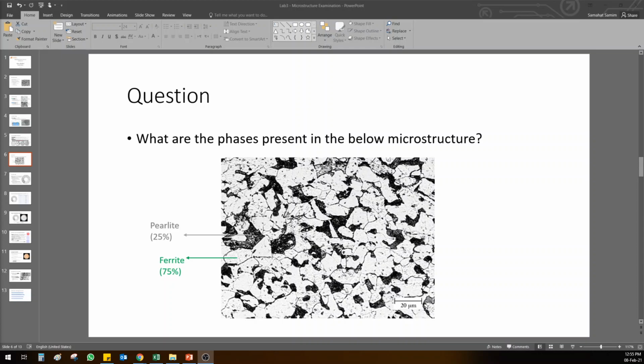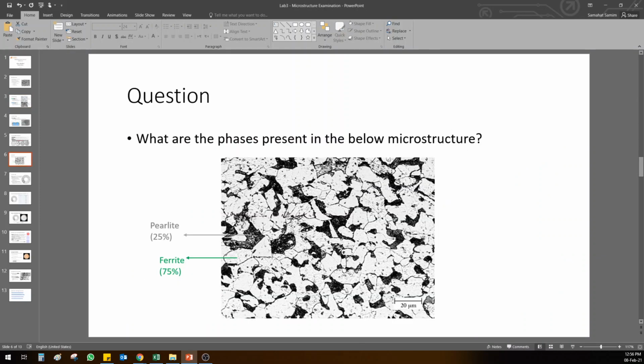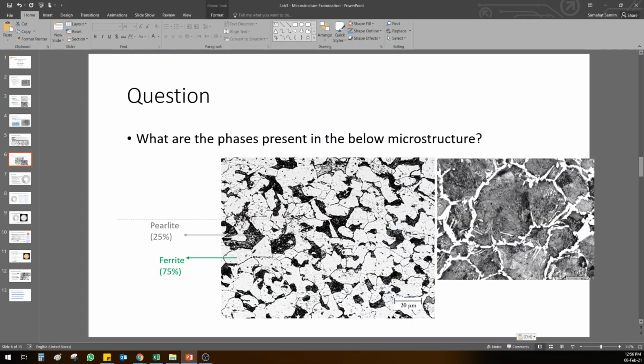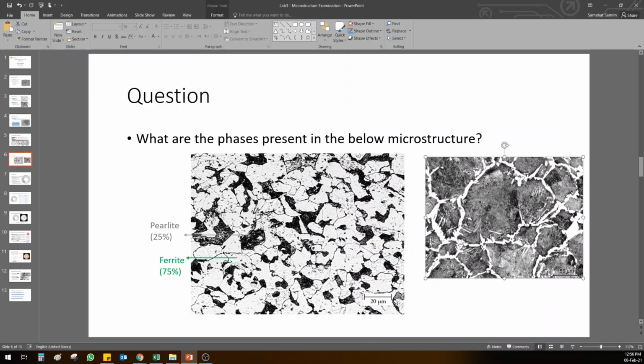What I want you to observe is to first find out what phases are present from perlite, cementite and ferrite, which one is here and which one is not. So clearly we can see we have ferrite and perlite and cementite is not here. Let me show you again the example of cementite so you remember. If you can see, cementite is here. I will bring it on this slide so we can compare. This one is on my left side, and on my right side is cementite and perlite. The black area is perlite and the white lines are cementite.